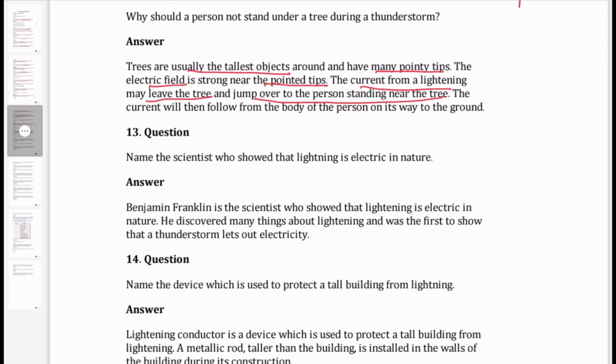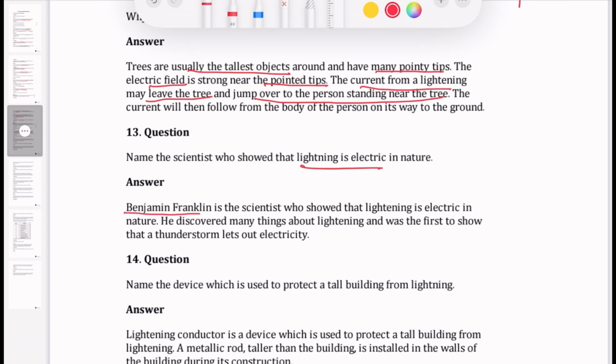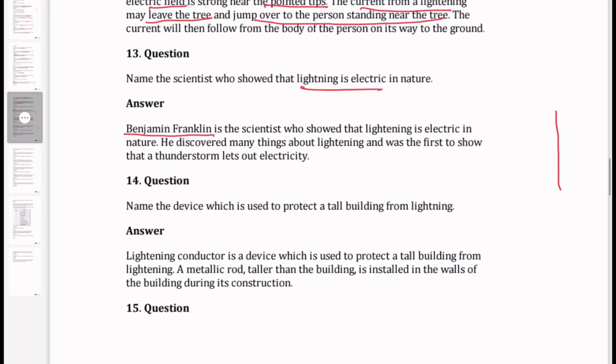Name the scientist who showed that lightning is electric in nature. The answer is a scientist called Benjamin Franklin. He was the first scientist who said lightning is nothing but an electric discharge.